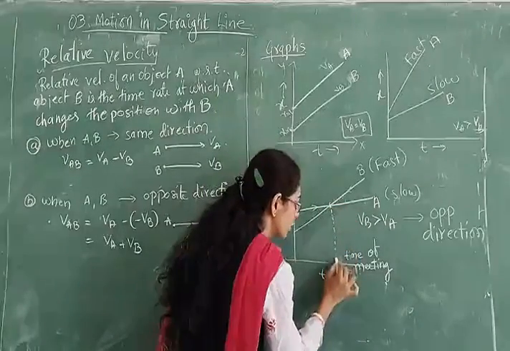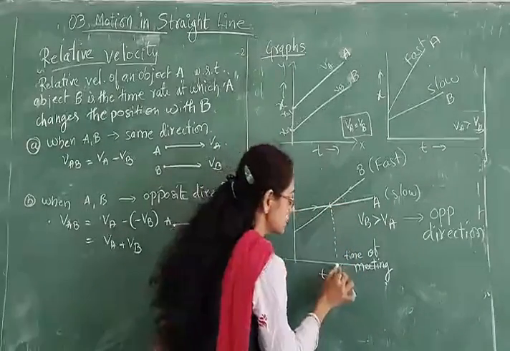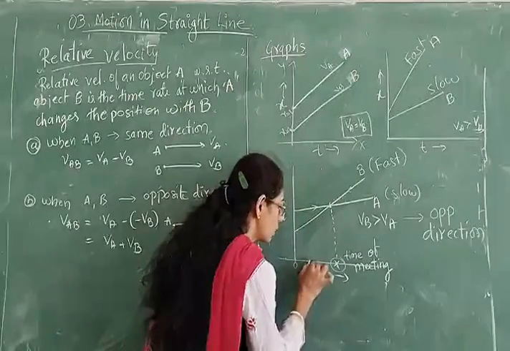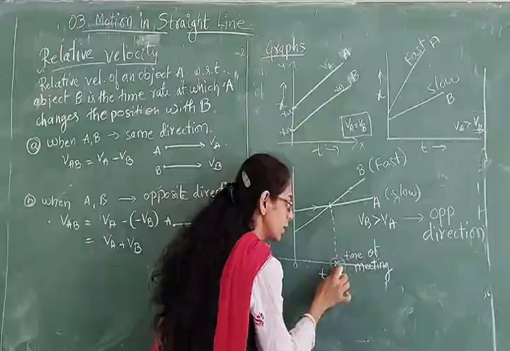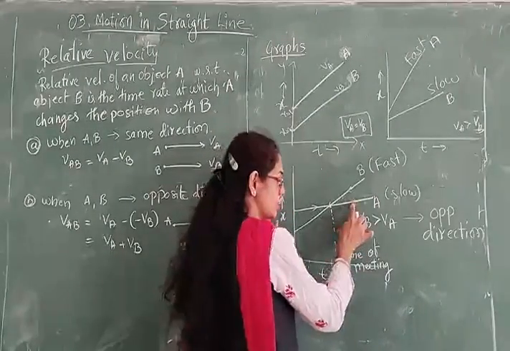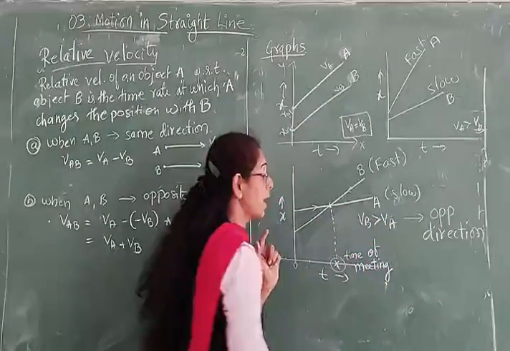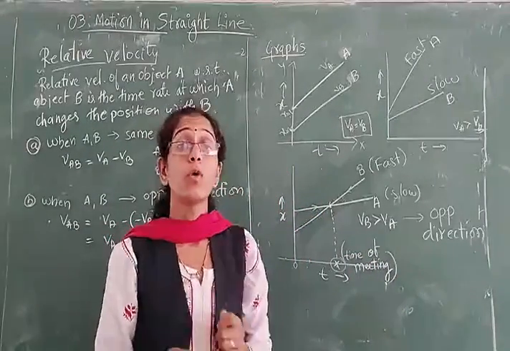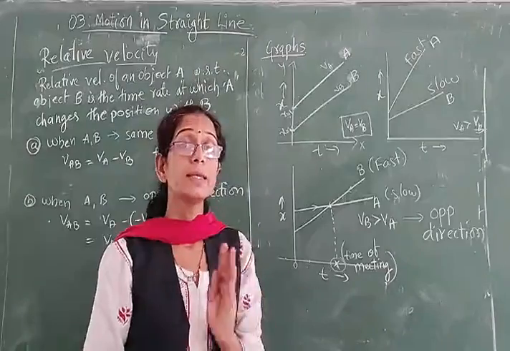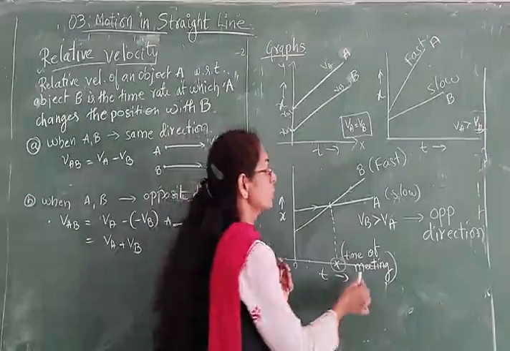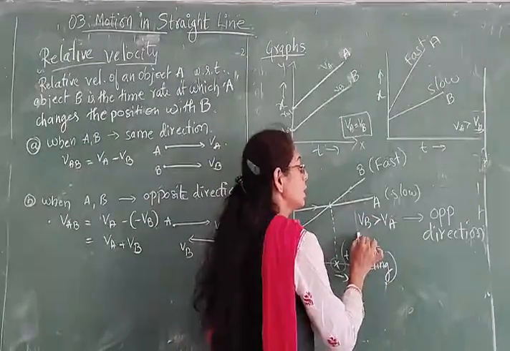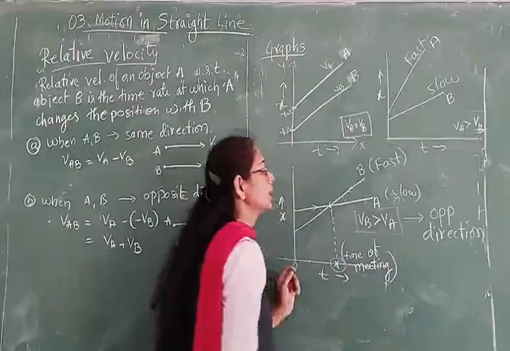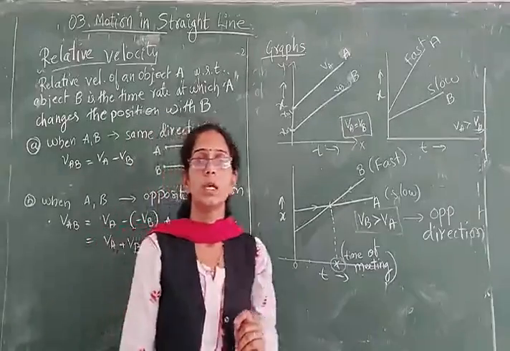So if I draw a perpendicular, it will intersect the time axis at a certain point. And whatever magnitude you get here, if it is 0, 10, 20, 30, then at the 30th second after their motion begins, the objects will meet. And that time when they meet together is called the time of meeting. So here the velocity of A is less than the velocity of B, so VB is greater than VA.